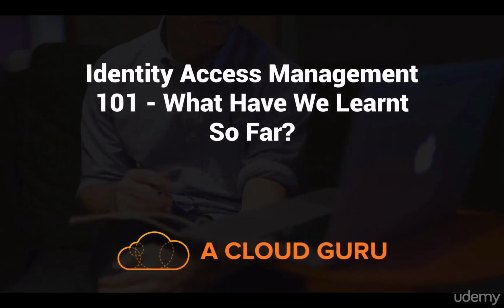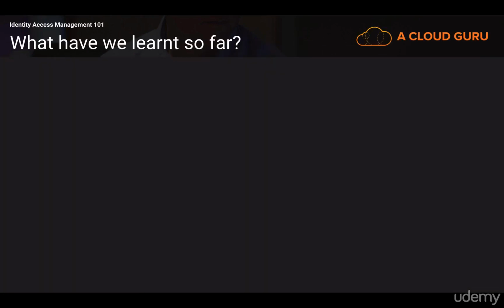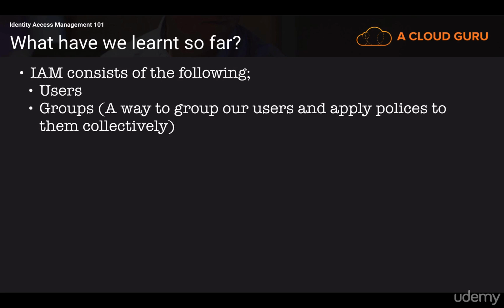So what have we learnt so far for identity access management? We've learnt that IAM consists of the following. It consists of users, groups, and groups are a way to group our users together and apply policies to them collectively. It consists of roles, and then it consists of policies, which are made up of policy documents. Essentially we can take our policy documents and apply them to users, groups, and roles individually. Our policy documents remain universal.